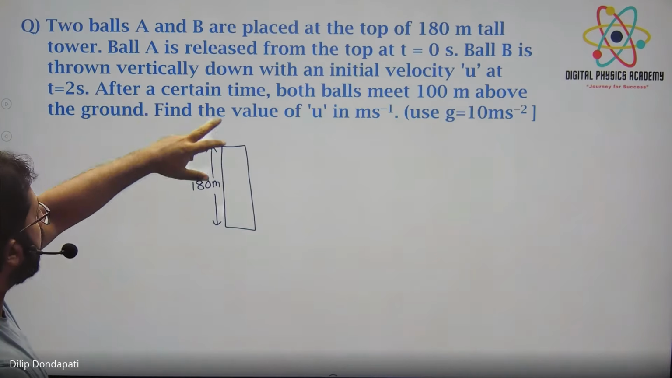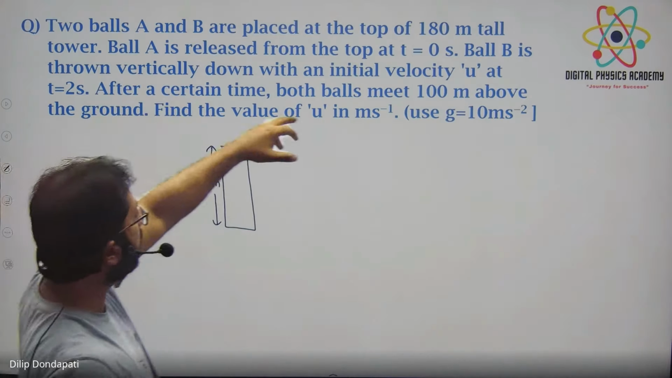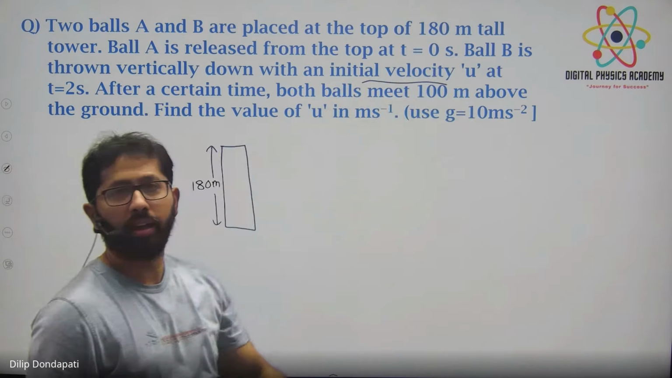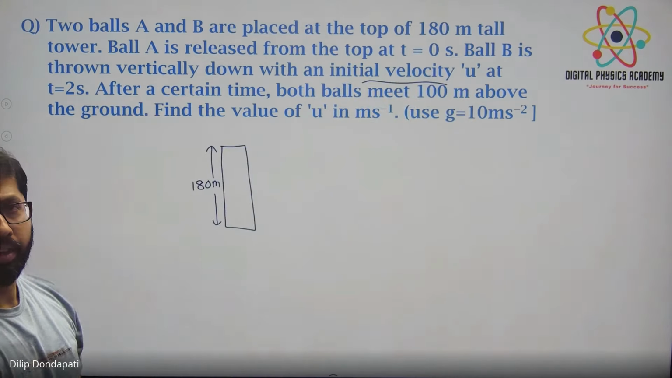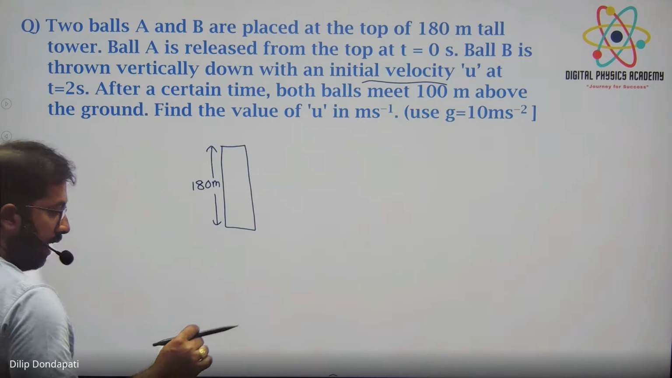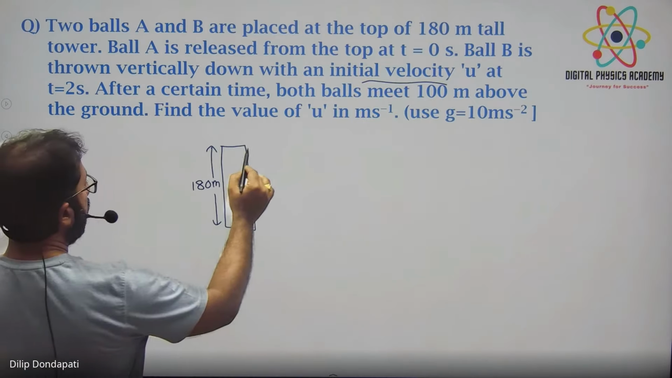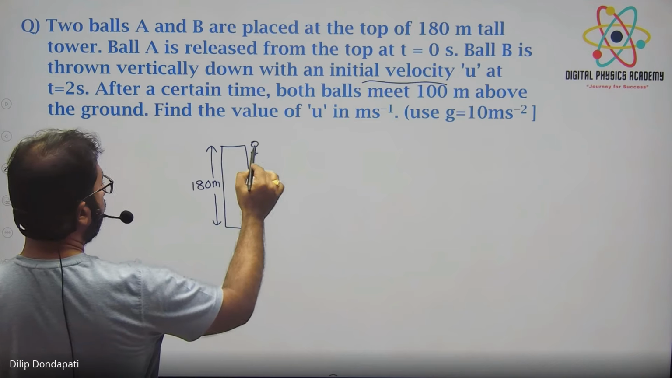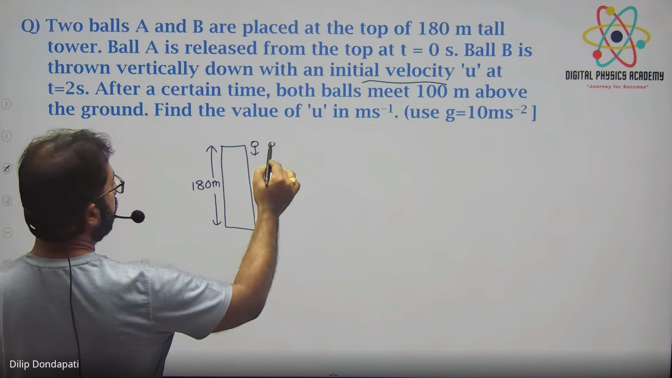Sir, I have a doubt. Yeah, tell me. Sir, released from the top and thrown vertically down are the same meaning, right? Thrown only, but एक drop किया, एक he is throwing with velocity u से फेंका, right? So एक ball है, a ball just dropped, and another one is thrown with some velocity u.